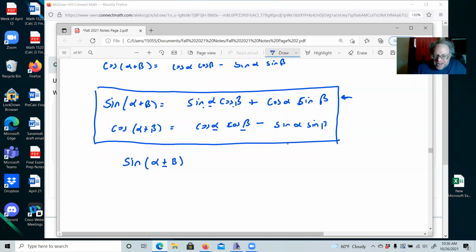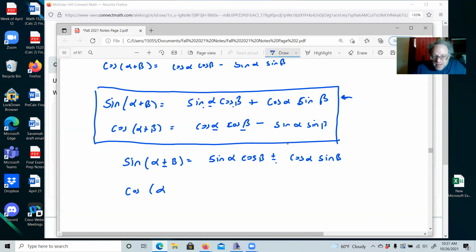If I go ahead and put a negative in here, you can use the odd and even principles. This is how you prove it. Sine alpha plus or minus beta: the signs stay the same, so if you subtract the angles, you're subtracting. Sine alpha, cosine beta, plus or minus cosine alpha, sine beta. But notice with the cosine, the plus went to a minus. So the signs swap.